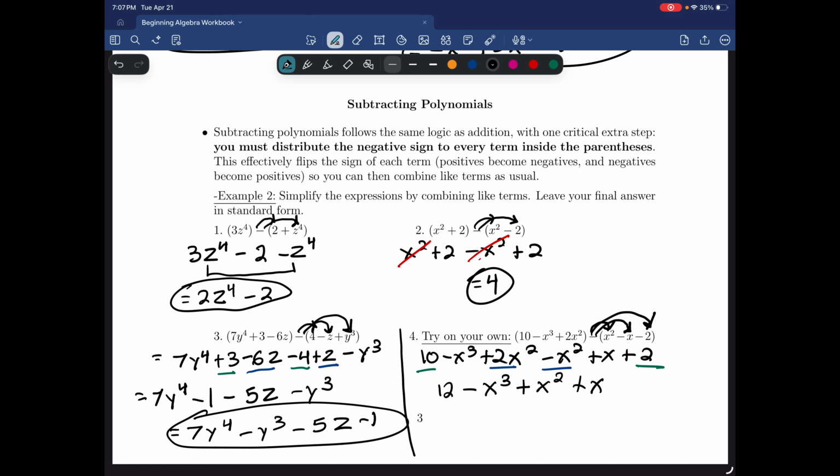And now our last step is to just write this in standard form. So I'm going to start with that negative x cubed plus x squared plus x plus 12. And that's it.